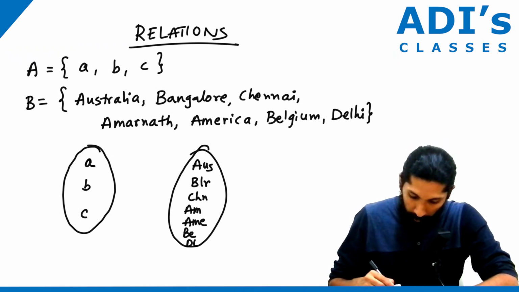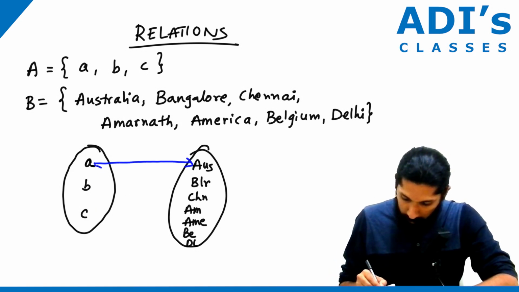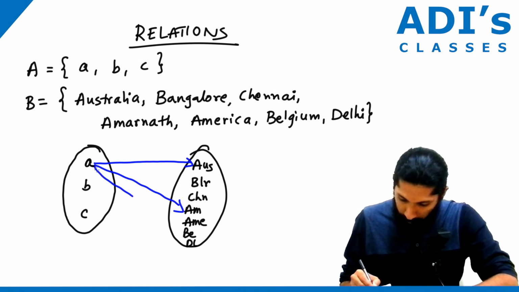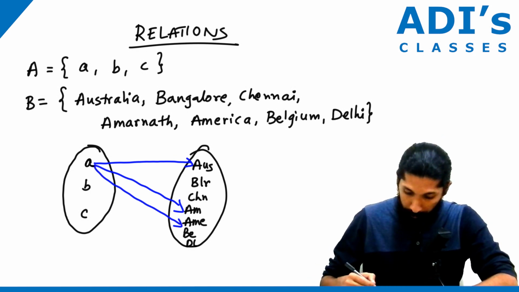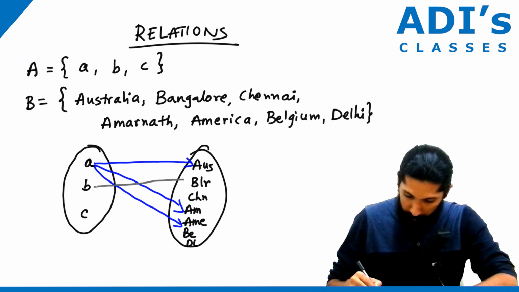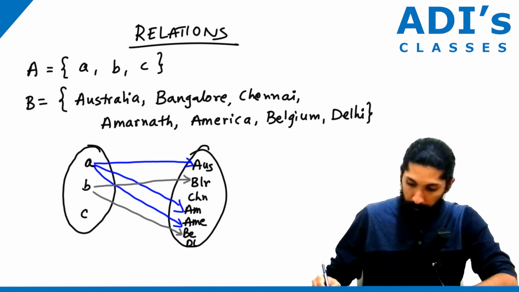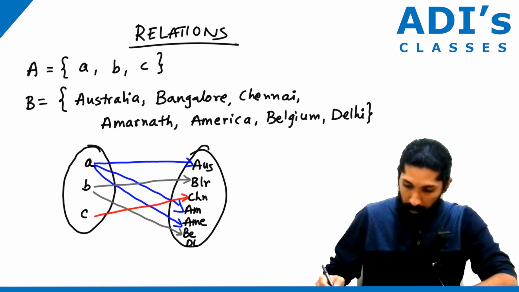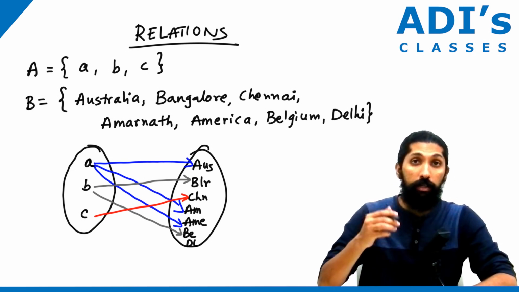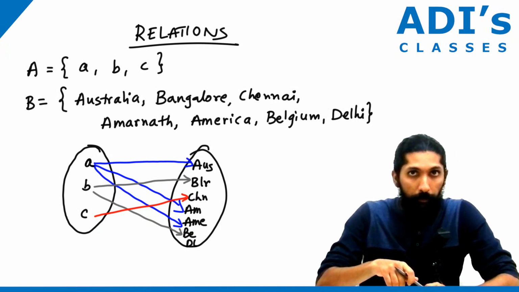Now here, A is related to how many? A is related to Australia, then Amarnath, then America. There are 3, correct? Then how many are related to B here? One is Bangalore and one more is Belgium. Then finally, for C, we have Chennai, correct? What we are looking at here is how two sets are related to one another, correct?